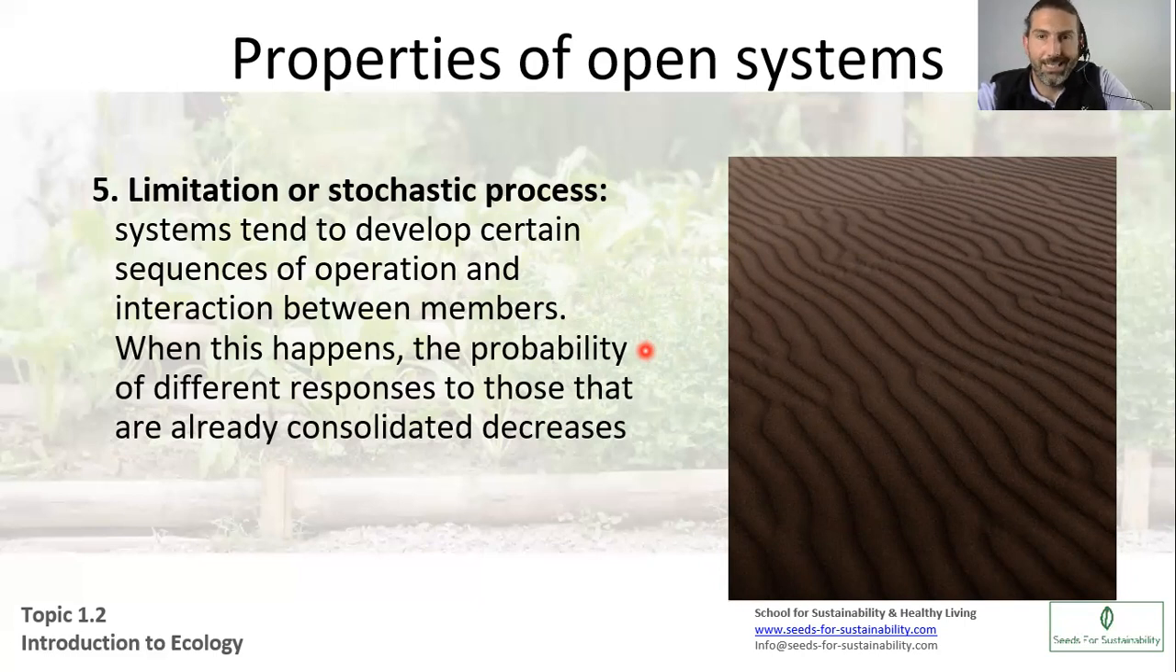Limitation or stochastic process. Certain systems tend to develop certain sequences of operation and interaction between members. Let's look at the savanna. We think about maybe all the birds. When you're living in a cold place, maybe in the northern hemisphere, you see that we have migrating birds. They fly out when it gets colder and come back in spring. So this is something that happens all the time. Those are certain sequences of operation and interaction.